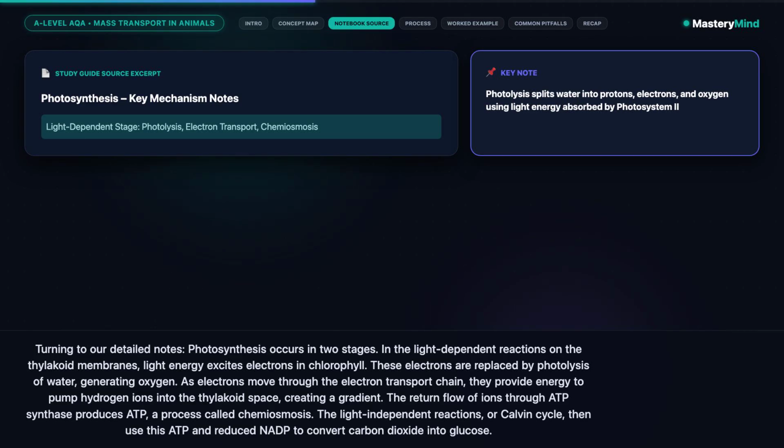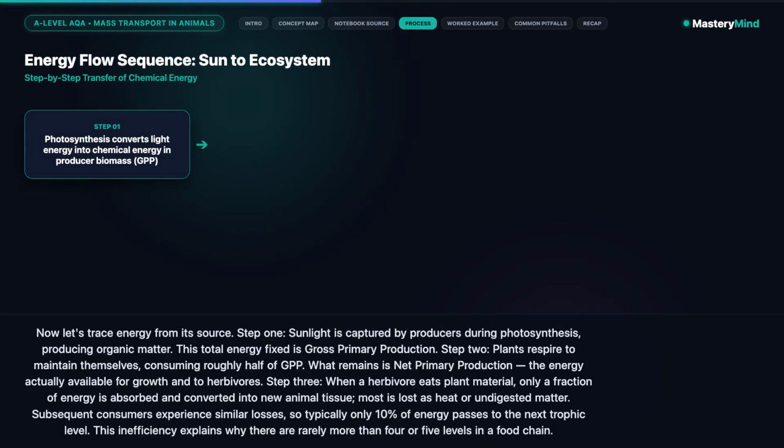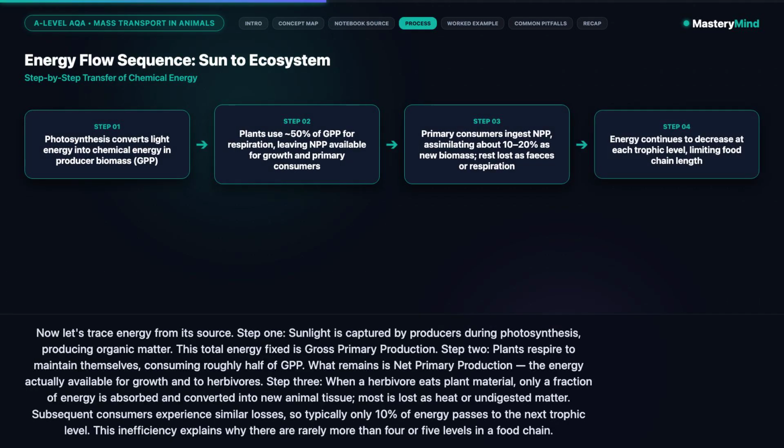Now let's trace energy from its source. Step 1. Sunlight is captured by producers during photosynthesis, producing organic matter. This total energy fixed is gross primary production. Step 2. Plants respire to maintain themselves, consuming roughly half of GPP. What remains is net primary production, the energy actually available for growth and to herbivores.